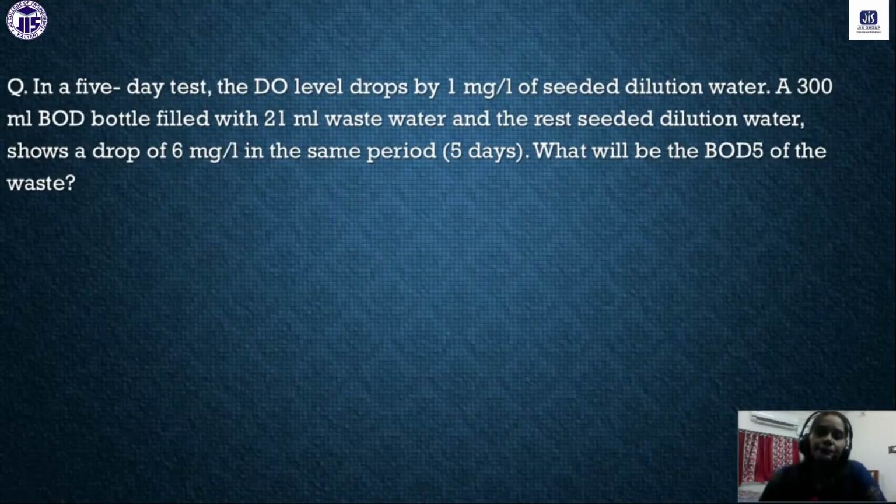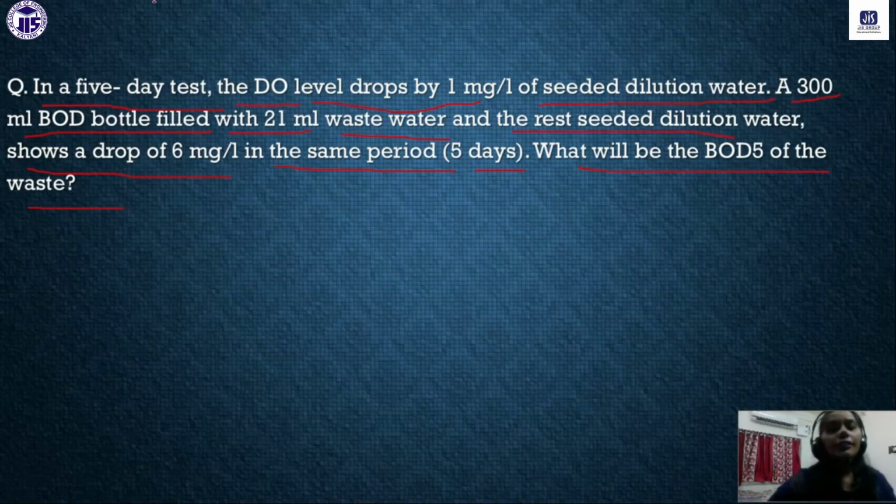Now come to the next problem. You can see in a 5-day test, the DO level, DO means dissolved oxygen, drops by 1 milligram per liter of seeded dilution water. A 300 ml BOD bottle filled with 21 ml of wastewater and the rest seeded dilution water shows a drop of 6 milligram per liter in the same period, 5 days. What will be the BOD5 of the wastewater?